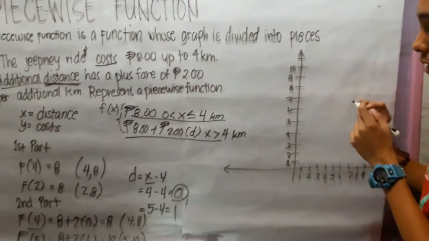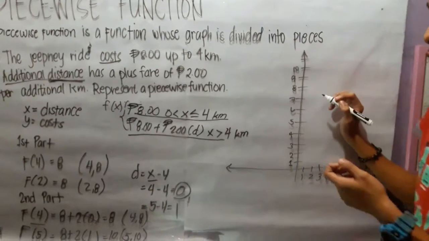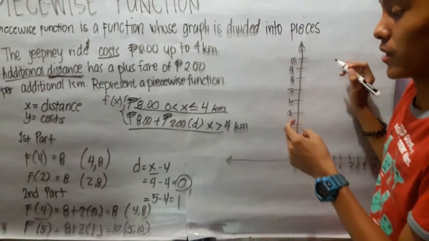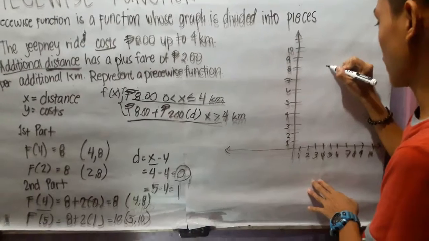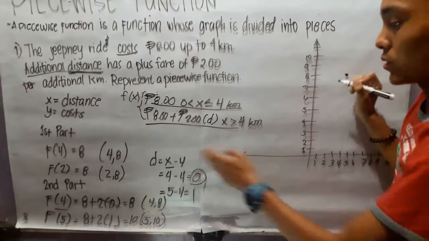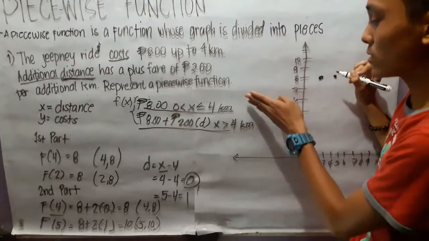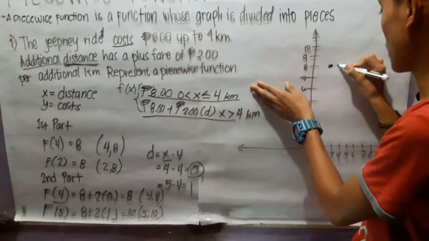So now we will plot the coordinates of the first part and the second part. We will first plot the coordinates of the first part. So it says here 4, 8, and 2, 8, so here. Since the condition says here less than, the arrow is going to the left.